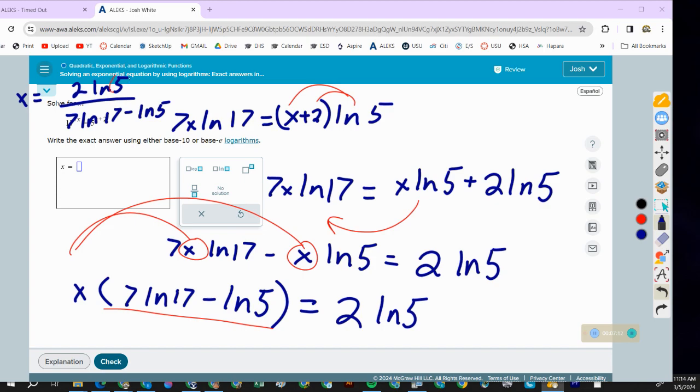And you would need parentheses there. Oop, not there. And here, and here, and here.